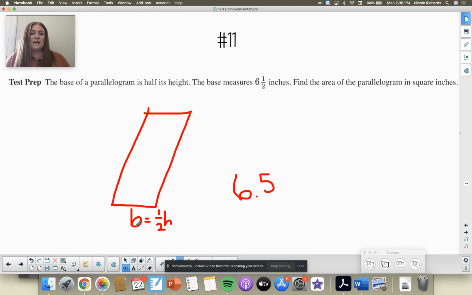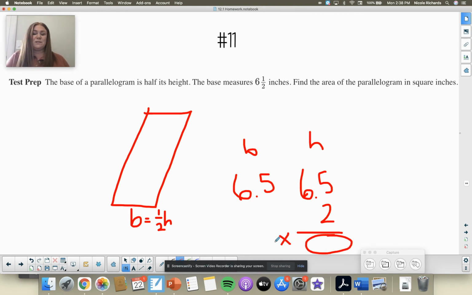And I know that this is only half of the height. So that means the height is 2 times bigger. So to find the height, we need to take 6.5 and multiply it by 2. Then we'll take that height and multiply it by the base, which is 6.5. And that will tell us the total area. So the height is 2 times bigger. We need to find the height, then do base times height to find the final area.